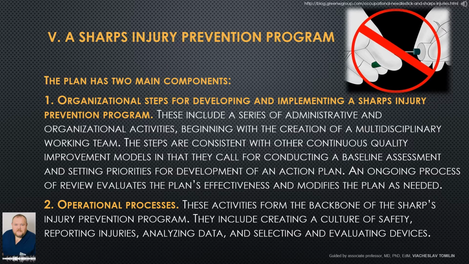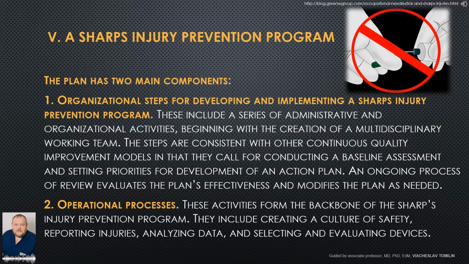1. Organizational steps for developing and implementing a sharps injury prevention program. These include a series of administrative and organizational activities, beginning with the creation of a multidisciplinary working team. The steps are consistent with other continuous quality improvement models in that they call for conducting a baseline assessment and setting priorities for development of an action plan. An ongoing process of review evaluates the plan's effectiveness and modifies the plan as needed.